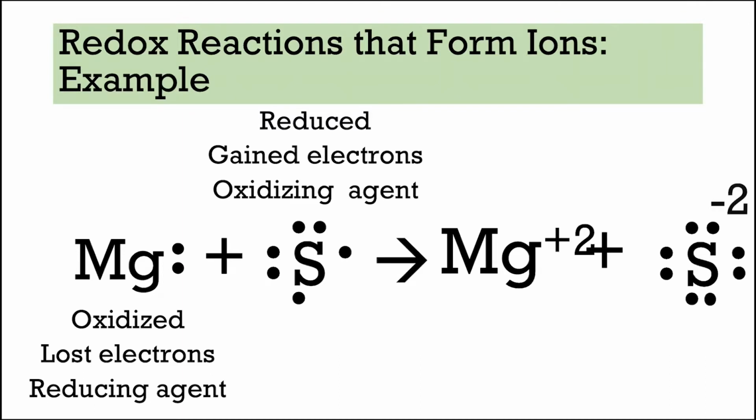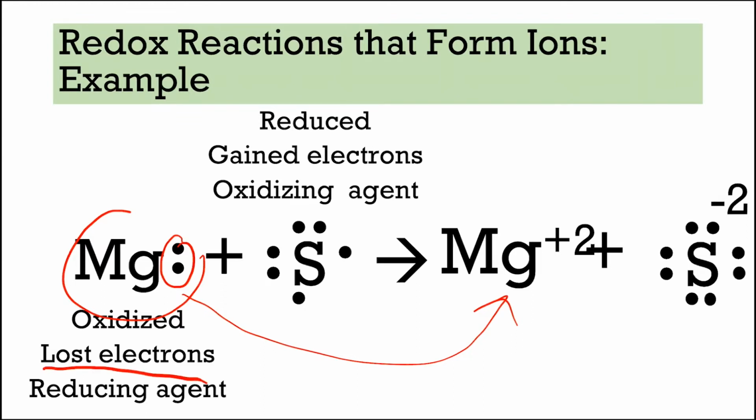So, with this, magnesium starts off having 2 valence electrons, and then we see at the end, it doesn't have them, it lost them. So we can say it lost electrons, and because of LEO the lion says GER, losing electrons means it's being oxidized. So if magnesium is being oxidized, that means it acts as the reducing agent.